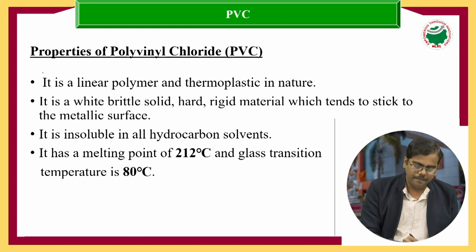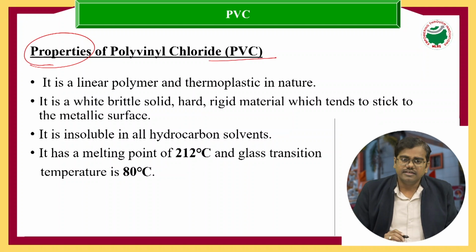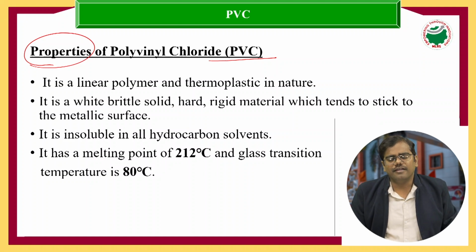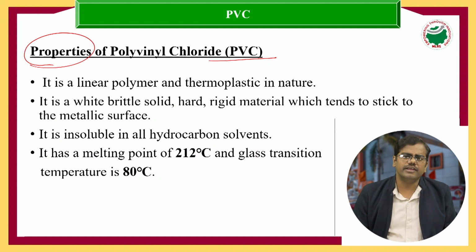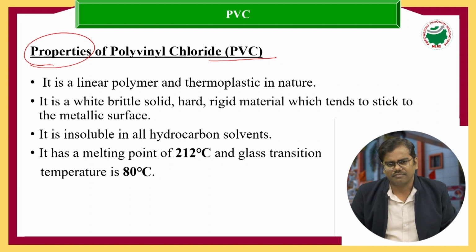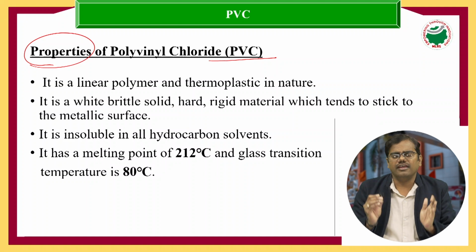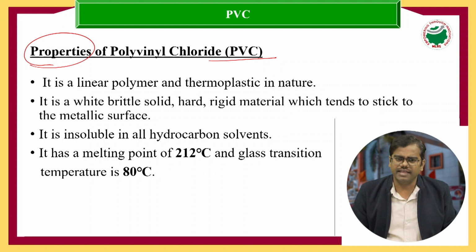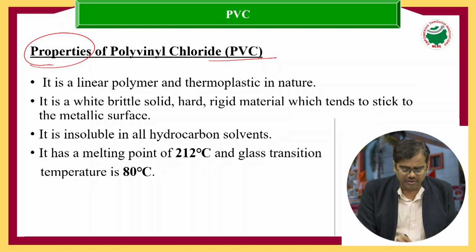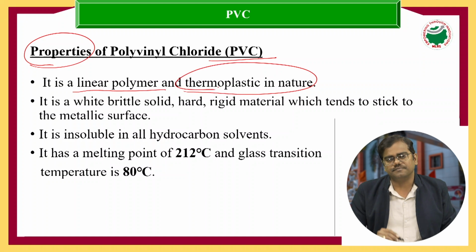And here comes the properties of polyvinyl chloride. Usually the polymer prepared from addition polymerization is a straight chain polymer, or we can call it a linear chain macromolecule. That's why polyvinyl chloride is also a linear polymer, and it is thermoplastic in nature.